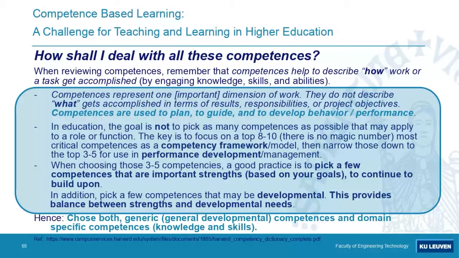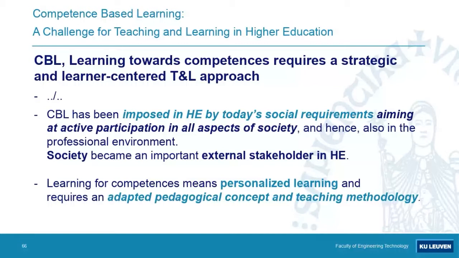Very important is to realize that competency-based learning is imposed in higher education by today's social requirements. So it is society who is demanding performance of the people, of professional active people. It is society who is wanting us to have these competences, and it means that society becomes a very important stakeholder in higher education. So we have the stakeholder, the student, the stakeholder, the teacher, and the stakeholder, the society.